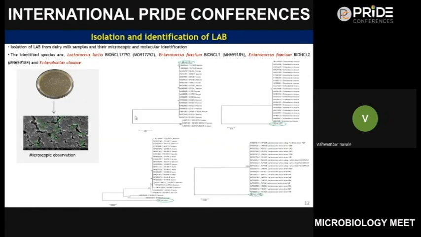For this, we collected more than 100 different dairy samples: curd, milk, and cheese. From these, we isolated 174 strains. Among these, we checked their antifungal and antibacterial activity. Among these strains, Lactococcus lactis, two strains of Enterococcus faecium, and one strain of Enterococcus cloacae were isolated and characterized. These are the major strains that we found acting against fungi and bacteria.